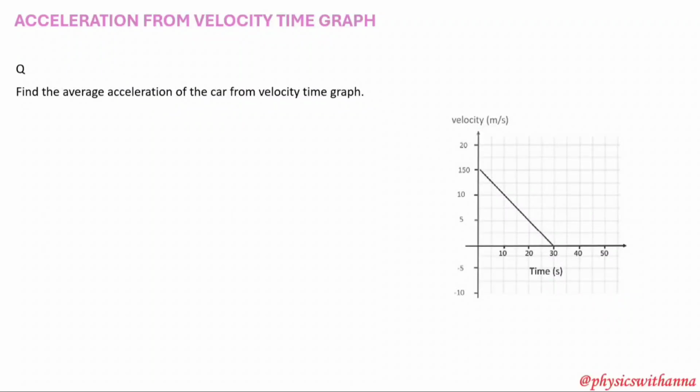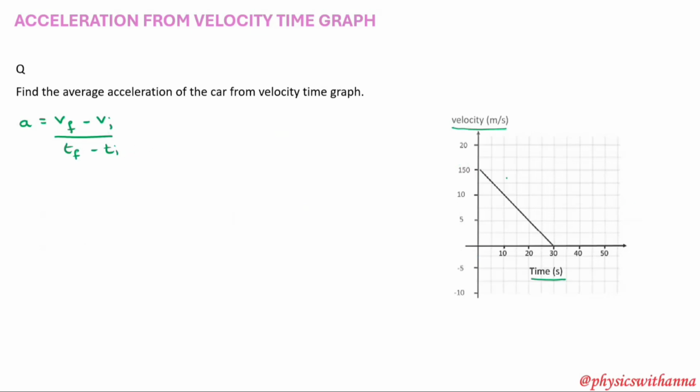In this video, we are going to discuss how to calculate acceleration from a velocity time graph. So here you have a velocity versus time graph where velocity is on the y-axis and time is on the x-axis. Average acceleration is given by the rule v final minus v initial over t final minus t initial. So to calculate average acceleration, I will have to find the final and initial values of velocity and time.